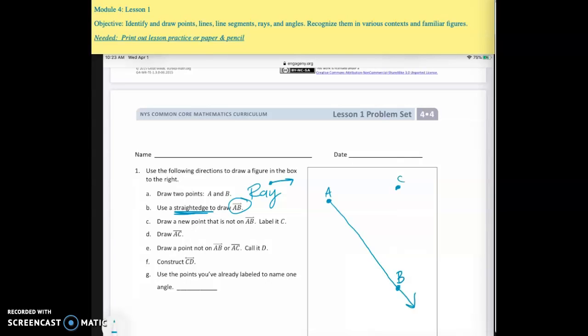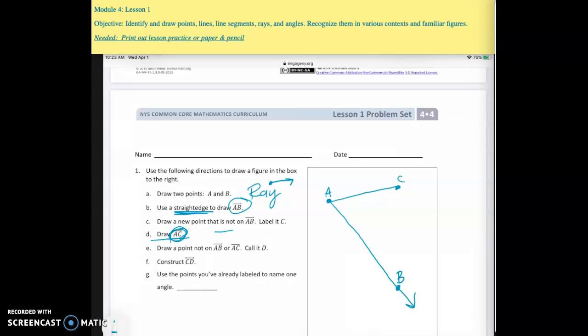All right, now it says D, draw segment AC. What do we need to draw with AC? What is that? It has a straight line above it. So that's a line segment. So we're just going to go from A to C, and that's it. Nothing else, no arrows.